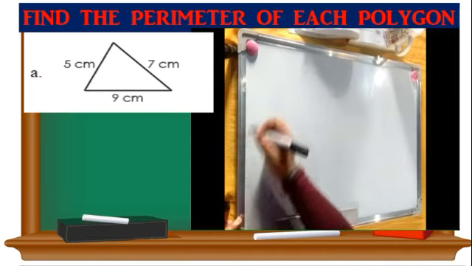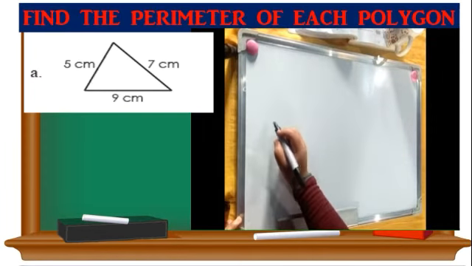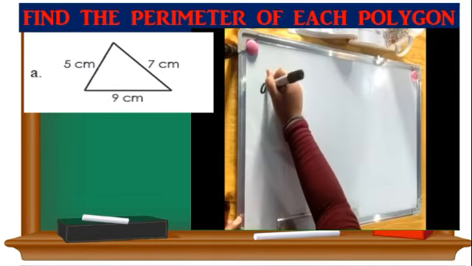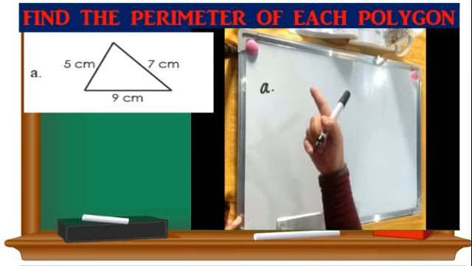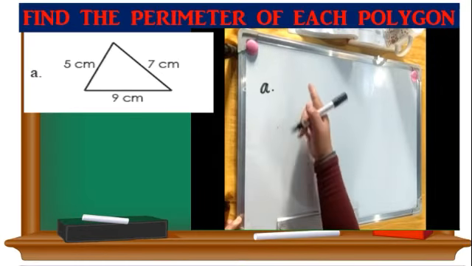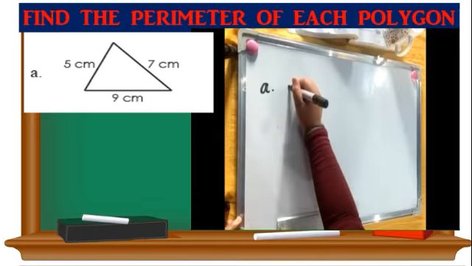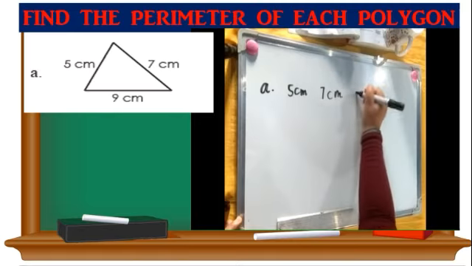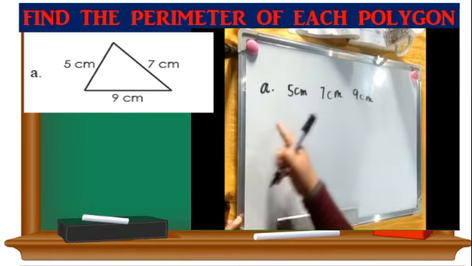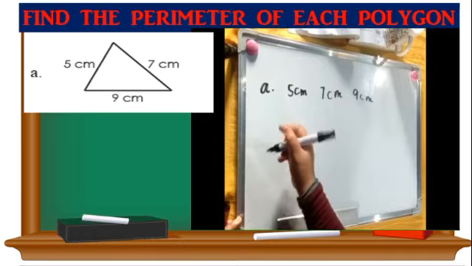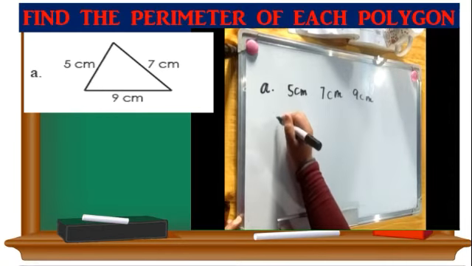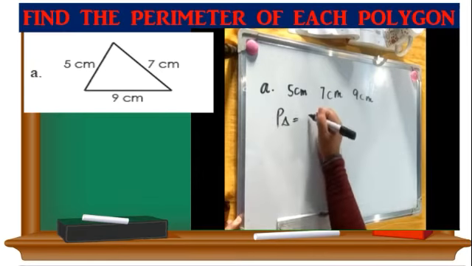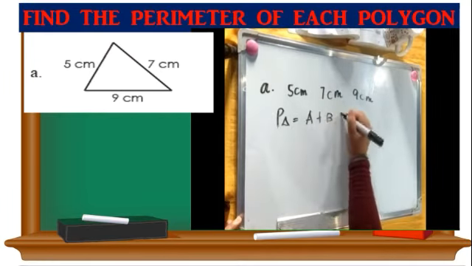Okay, so let us have example of perimeter. Find the perimeter of each polygon. We have example letter A, as you have shown in the figure. Ang iyahang sides class is 5 cm, 7 cm, and 9 cm. Now, what is the perimeter of a triangle? The perimeter of a triangle is A plus B plus C.